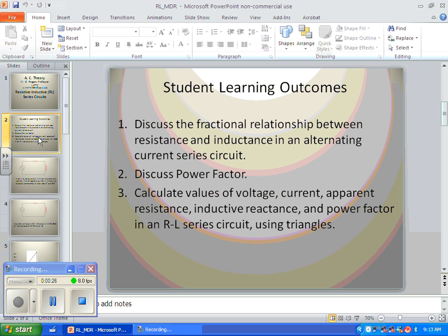We're going to discuss the power factor, a very important idea. And we're going to calculate all the voltage values, current values, all the values in the whole world, including the power factor. And we're going to use triangles to do this.